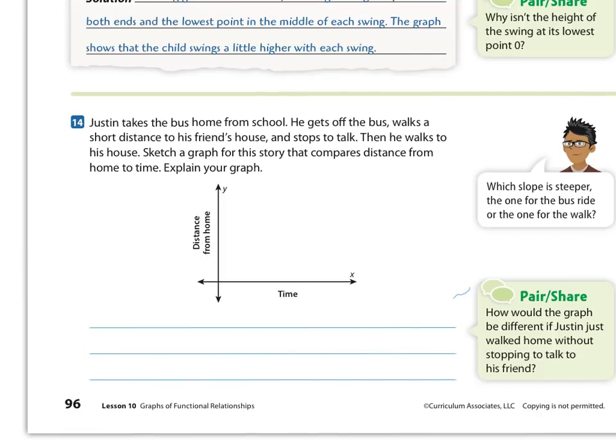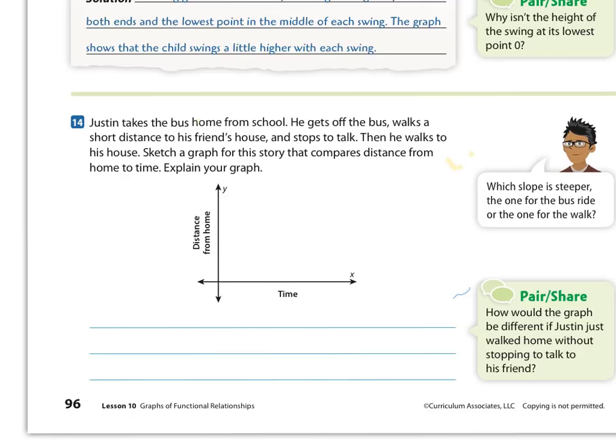Justin takes the bus home from school. He gets off the bus, walks a short distance to his friend's house, and stops to talk. Then he walks to his house. Sketch a graph for this story that compares distance from home to time. Explain your graph.